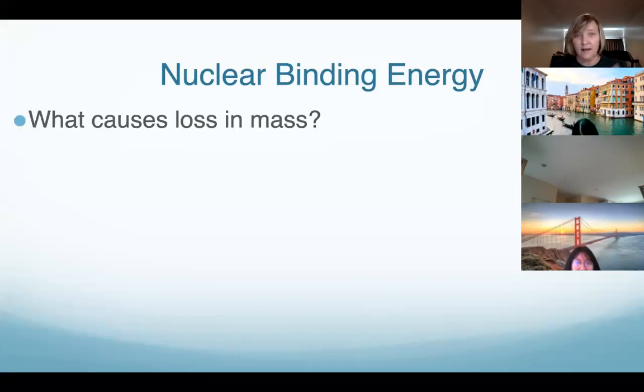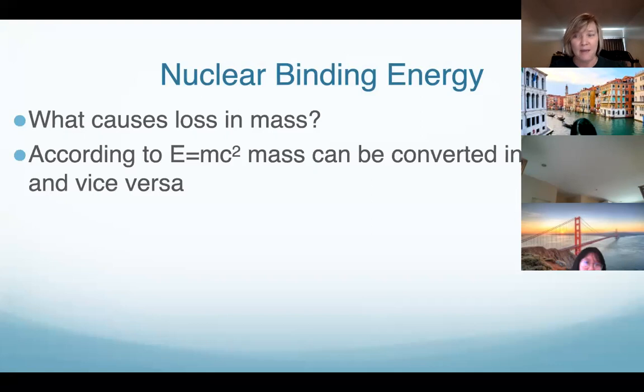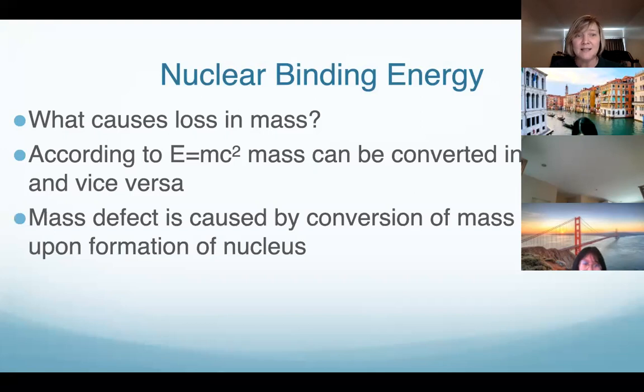Okay, so again, what causes that loss in mass? So we can go back to Einstein's equation, E equals mc squared, that says mass can be converted into energy and vice versa. So mass defect is actually caused by the conversion of mass into energy when the nucleus is formed. And I want to bring a parallel to what we learned in chemistry in grade 10, which is when you break bonds, like in a chemical equation, when you break old bonds, you have to put in energy, but when new bonds are formed, it releases energy.